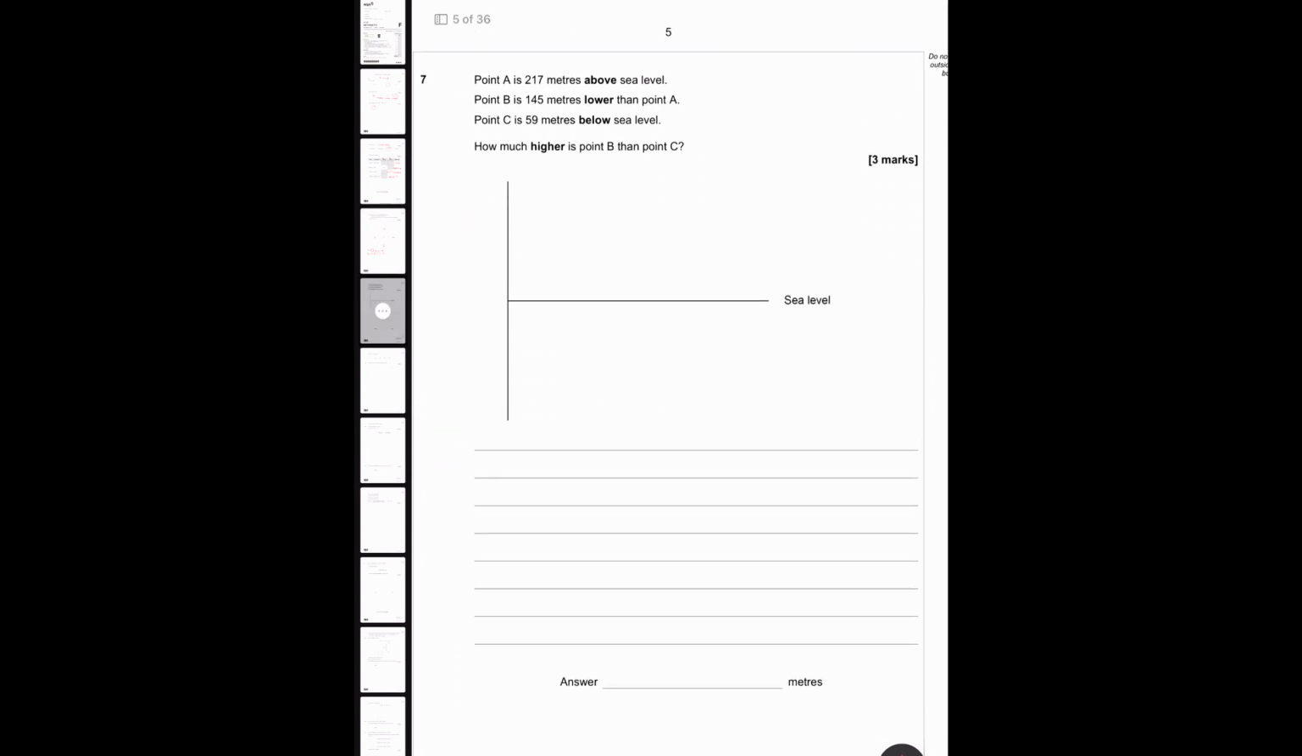Question 7 says that point A is 217 meters above sea level. Point B is 145 meters lower than point A. Point C is 59 meters below sea level. How much higher is point B than point C? Firstly, let's draw all the points onto our diagram.